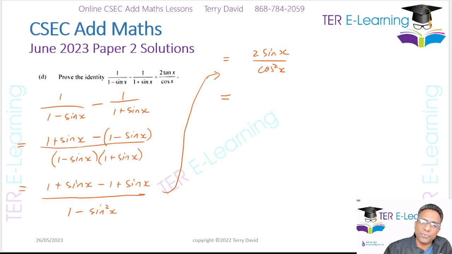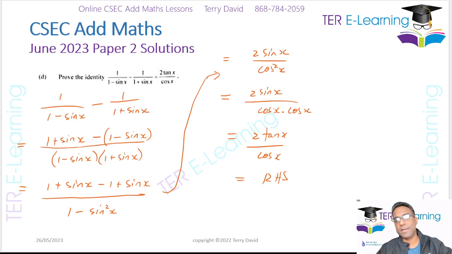So this is going to be written as 2 sine x all over cos x by cos x. And then you're going to realize, hey, sine x over cos x is tan x. So this is going to be 2 tan x over cos x, which is equal to your right-hand side. So that's your proof there. That's your proof for this particular identity. So that takes care of question 3.